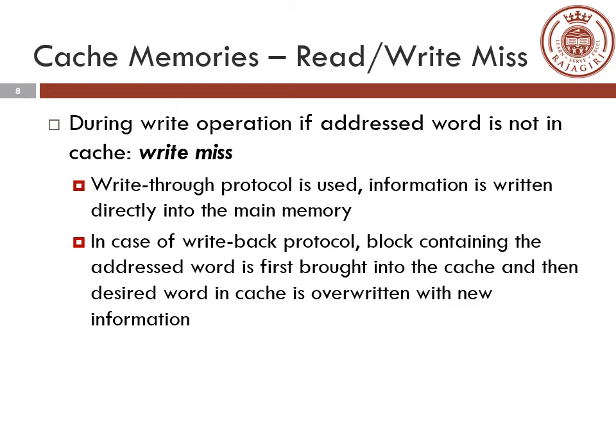Now regarding the write miss. When the processor is going to do a write operation, if the addressed word is not present in the cache, it is known as a write miss. In that case, there are two protocols that are followed. The first protocol is known as the write through protocol. In that case, the information is directly updated in the main memory. We are not dealing with the cache. If a write miss happens, the processor will directly write the information into the main memory.